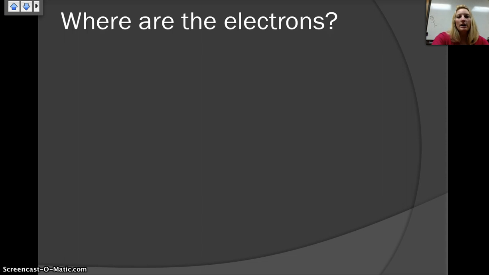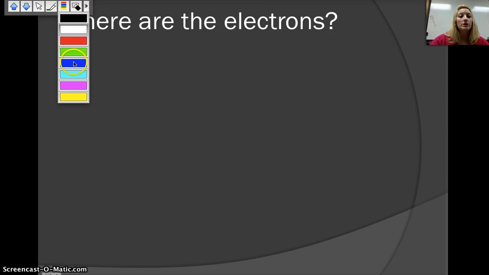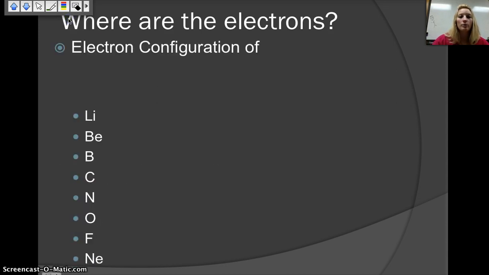Alright, so to start out, we're going to look at where the electrons are. So this is kind of coming from our last discussions on electron configuration. In order to know what those electrons are doing, we need to know where they're at. So let's take a minute, review a little. If we have these elements, lithium, beryllium, boron, carbon, nitrogen, oxygen, fluorine, neon, it's like a song, what would be the electron configuration? Well, if you check your charts, we know that lithium is 1s2, 2s1.